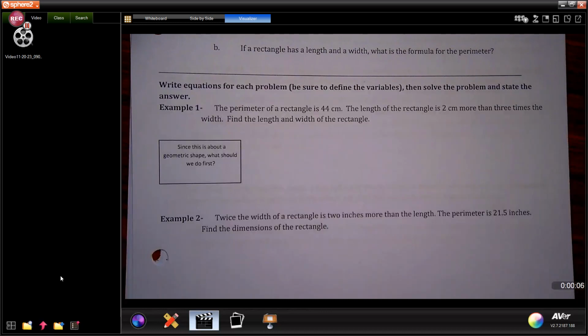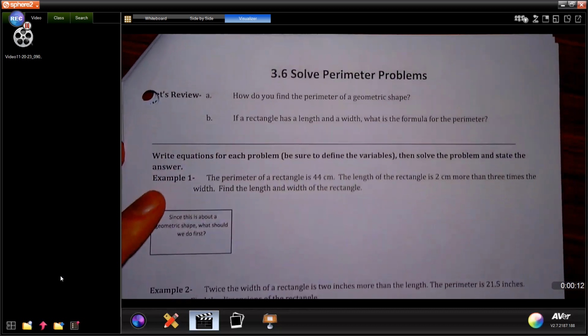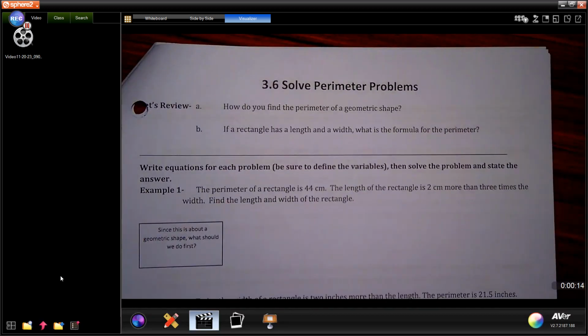Okay, this is the video for 3.6, solving perimeter problems. Today what we'll be doing is finding the lengths and widths of the edges of a rectangle.